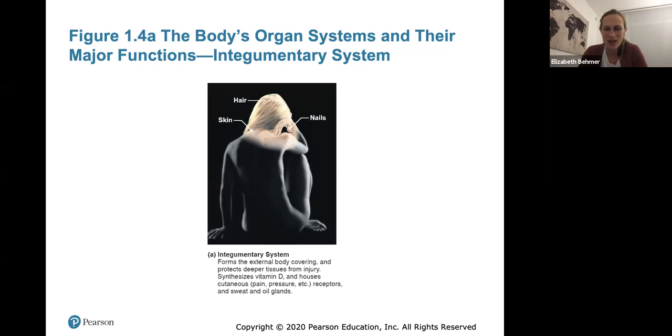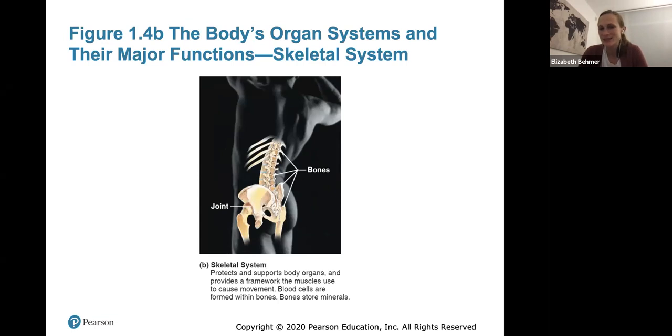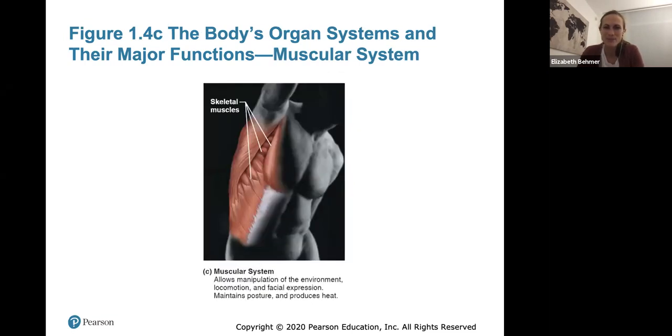Integumentary system is your hair, skin, and nails. It forms your body covering, protects deeper tissues from injury, helps to synthesize vitamin D, houses lots of cutaneous receptors. The skeletal system protects and supports your body organs and provides a framework that muscles can use or attach to cause movement. Blood cells are also produced in your body's bones. Muscular system allows manipulation of the environment, locomotion, facial expression, so helping movement.